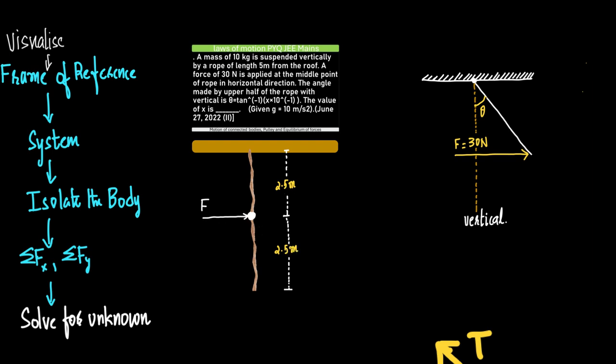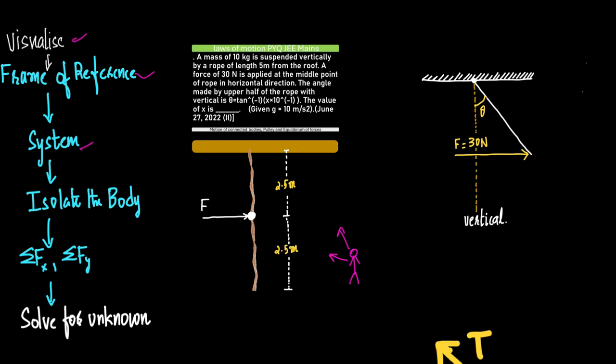Next, we will make a frame of reference, and most usually I prefer an inertial frame of reference, or non-accelerating frame of reference. So we will see things from an observer standing away from the frame here. Okay, so frame of reference done.